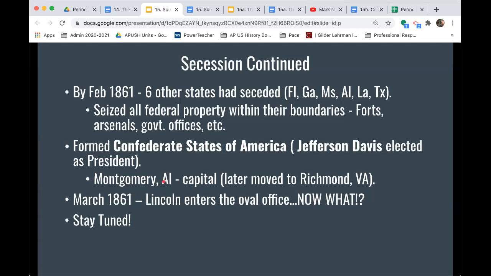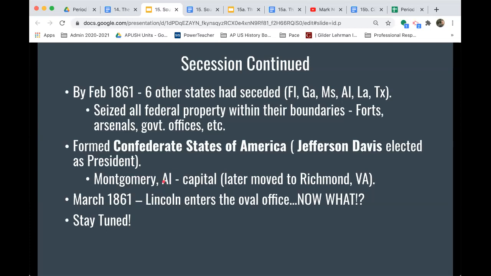And they're going to act as if they are an actual country. They're going to elect Jefferson Davis as their first president, first and only president. Spoiler alert, they're going to lose the war. And they're going to form what becomes known as the Confederate States of America. So we're going to refer to them throughout the week as the Confederacy.